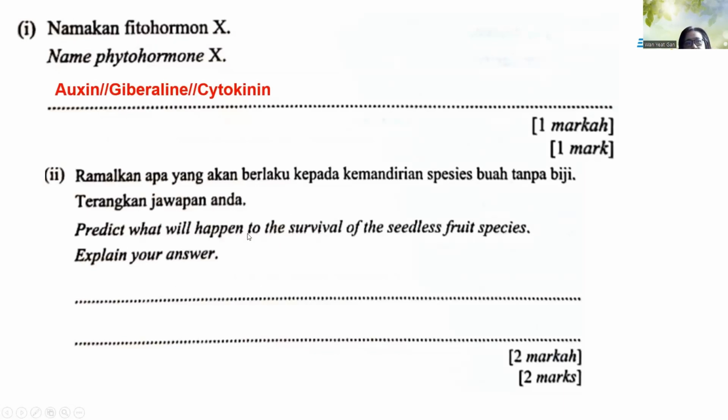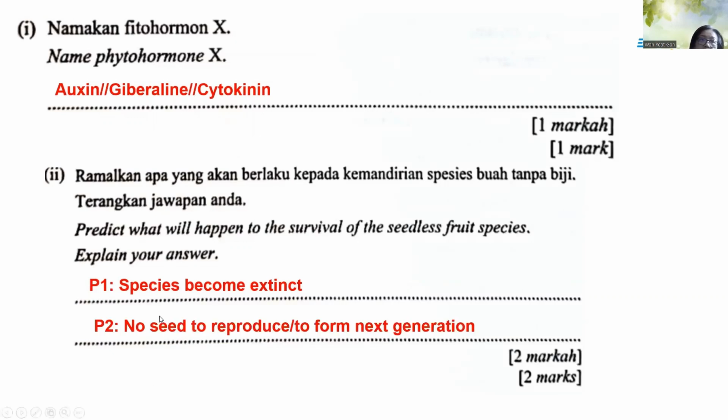Next, predict what will happen to the survival of the seedless fruit species. Explain your answer. What it means here is that if you keep on producing seedless fruit, what will happen to the fruit tree itself? What will happen to its survival in the future? The species will one day become extinct because there is no seed for it to propagate. So there is no seed to reproduce for the next generation.